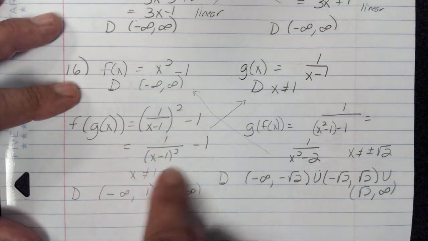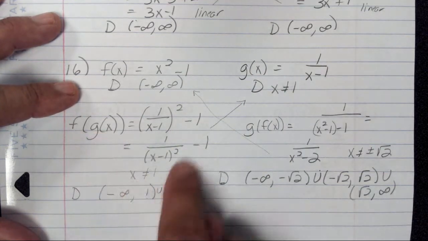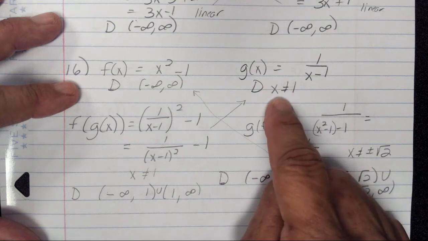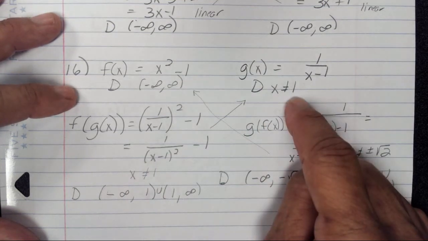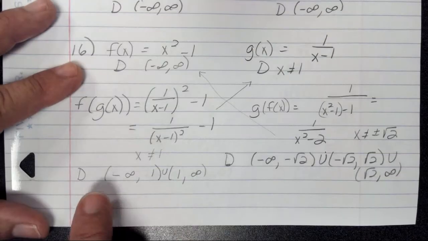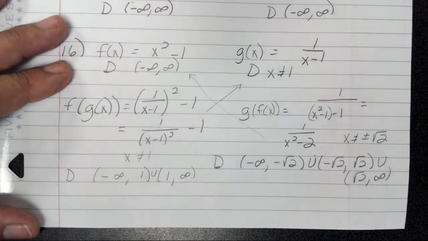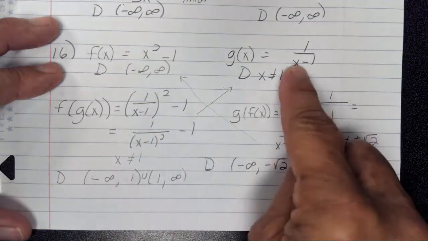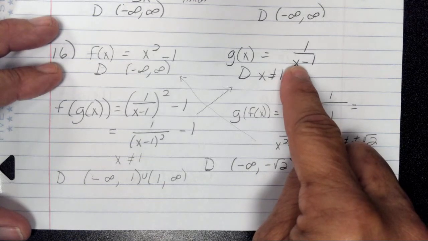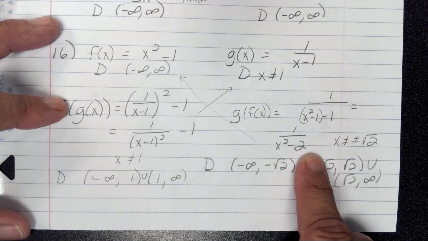I have to take that paired with g of x because that was my input. Well, it's still not real complicated. X can't equal 1, x can't equal 1, so what can x not equal? 1. So negative infinity to 1, 1 to infinity. Here, I'm going to take this and put it in place of that. So I'm going to have x squared minus 1, which actually becomes x squared minus 2.